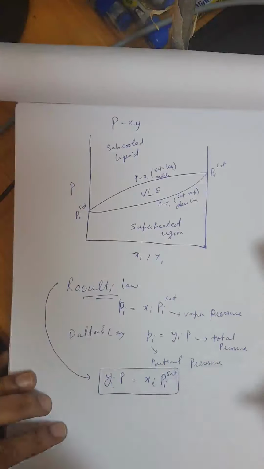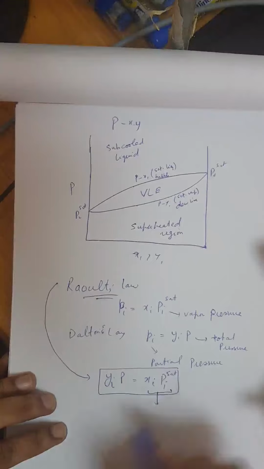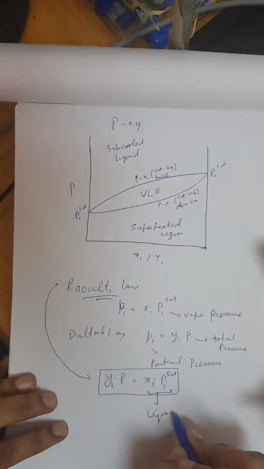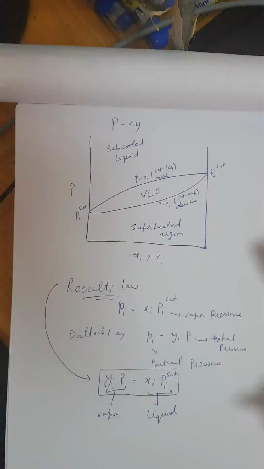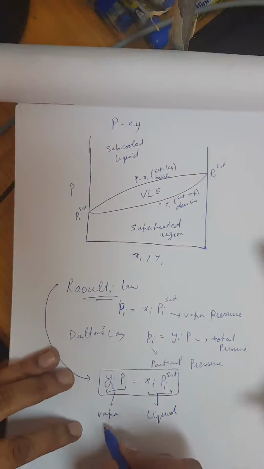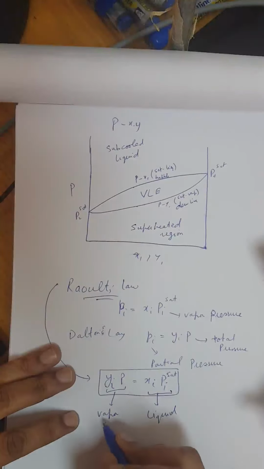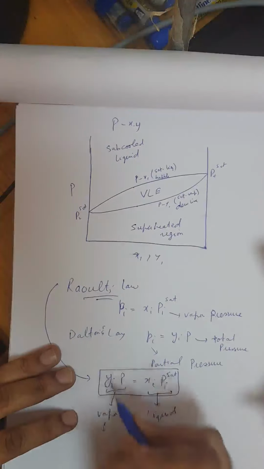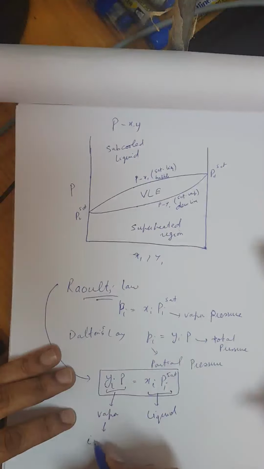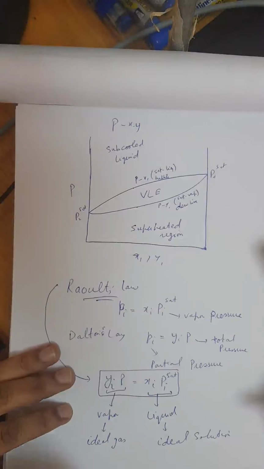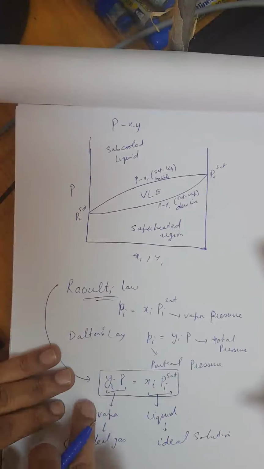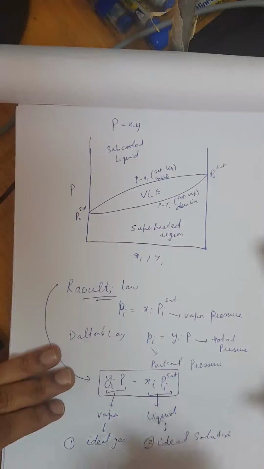In this equation there are two terms. This term is for the liquid phase and this term is for the vapor phase. That's why this law applies to the VLE system. We assume in this law that the vapor phase is an ideal gas and the liquid phase is an ideal solution. So first, the vapor behaves as an ideal gas. Second, the solution behaves as an ideal solution.